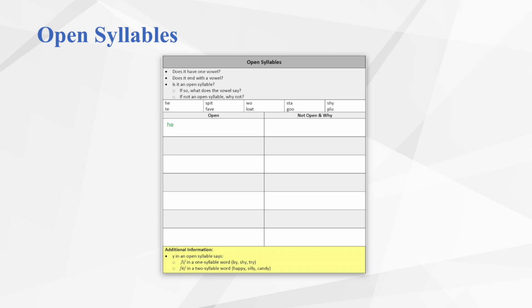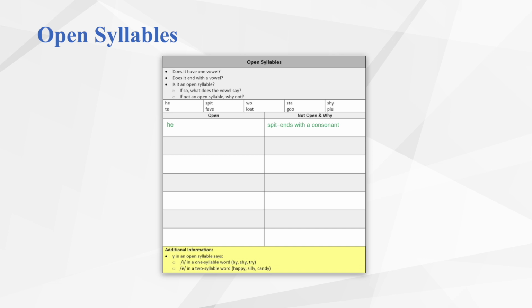Our next syllable is S-P-I-T. Again, the questions. How many vowels do you see? 1. How does it end? With a consonant. So is it an open syllable? No, it's not. If not, why not? So we put S-P-I-T in the not column, and we add, it ends with a consonant.